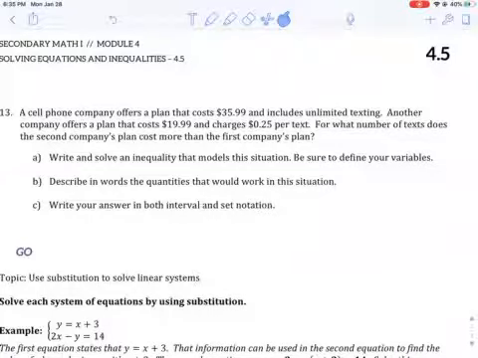A cell phone company offers a plan that costs $35.99 and includes unlimited texting. Another company offers a plan that costs $19.99 and charges 25 cents per text. For what number of texts does the second company's plan cost more than the first company's plan?